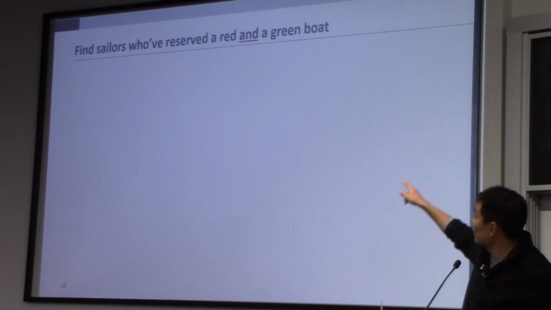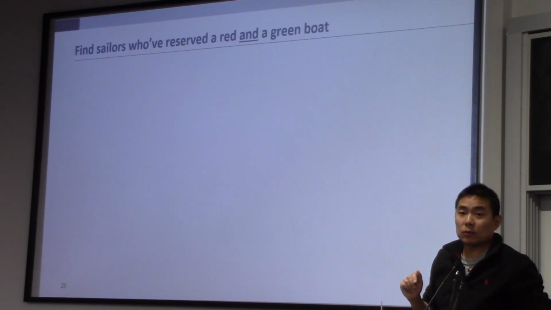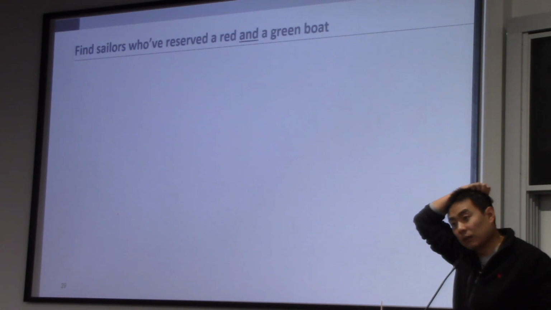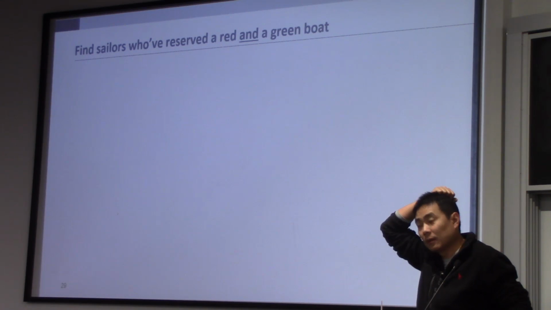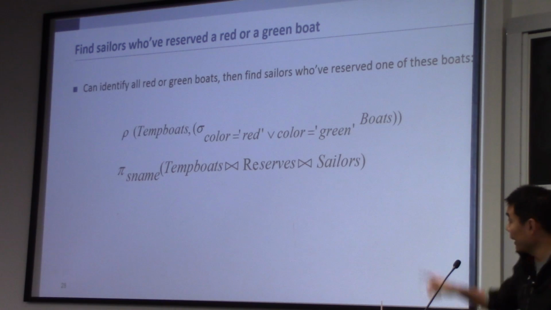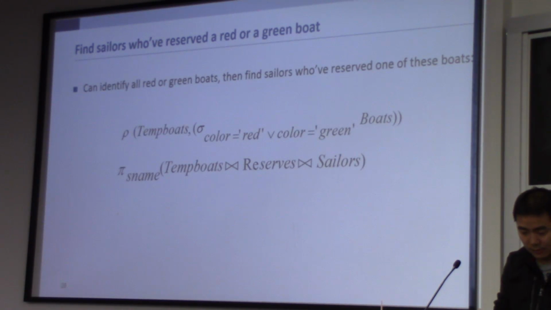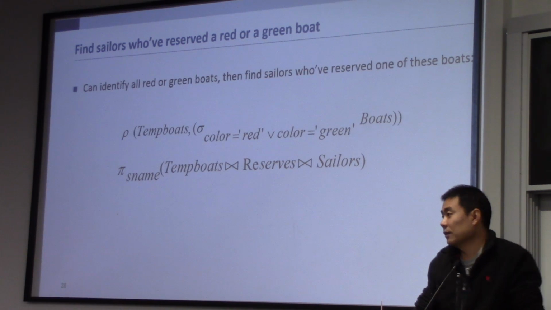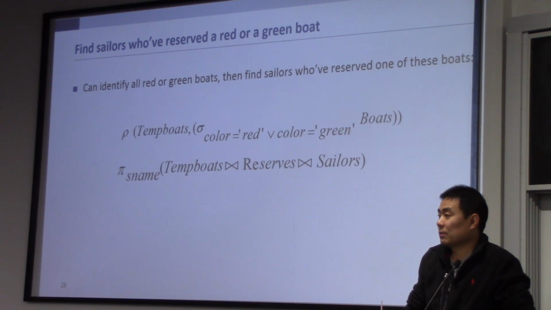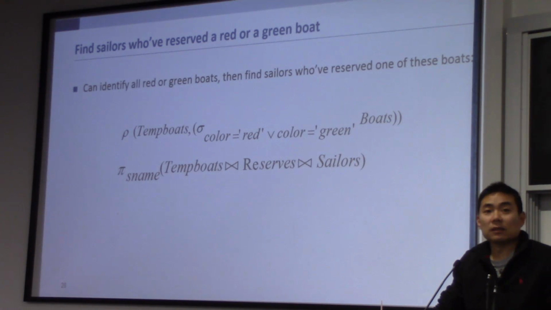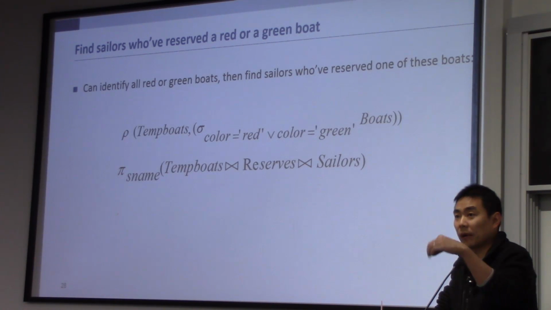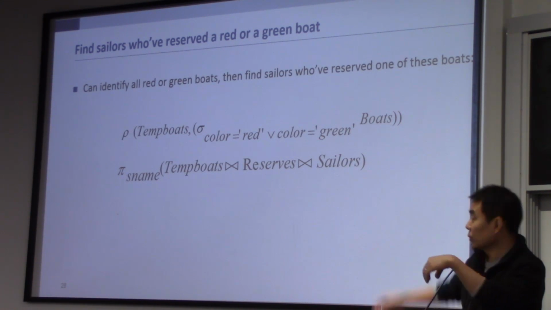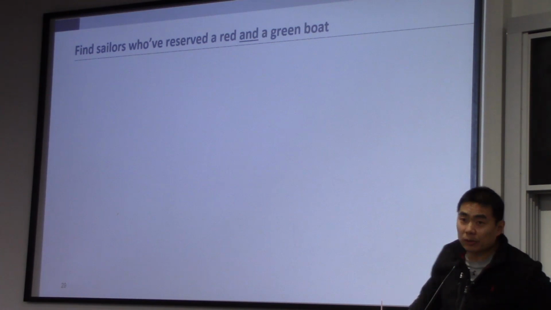Very simple. I change this or to and. We reserve both a red color boat and a green color boat. Can I simply change this to and? Meaning, I change this or operator to an and operator. Does it work? You said no. Why? Because I would be looking for boats that are both red and green, and there are no such boats. Excellent. So you cannot simply change this or to an and operator to capture this group.